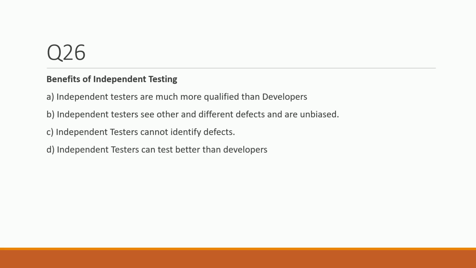Independent testers are much more qualified than developers. Independent testers see other and different defects and are unbiased. Independent testers cannot identify defects. Independent testers can test better than developers. And the answer is B, where independent testers see other and different defects and are unbiased.